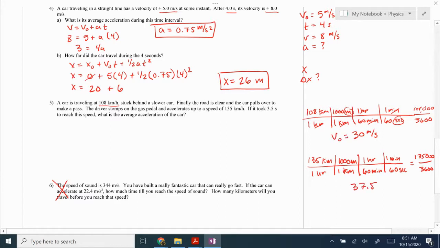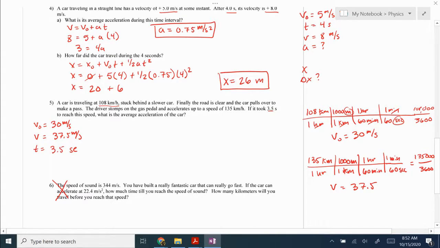This is your initial velocity because it's the velocity you start at. This is your final velocity because it's the velocity you end at, right? Because the car is traveling 108. So we have our initial velocity is equal to 30 meters per second. Our final velocity is equal to 37.5 meters per second. Our time is equal to 3.5 seconds.